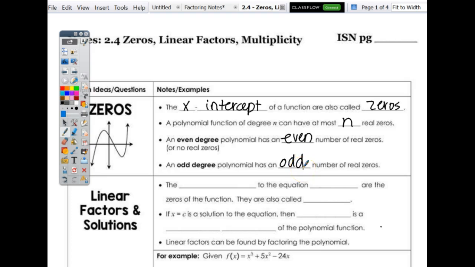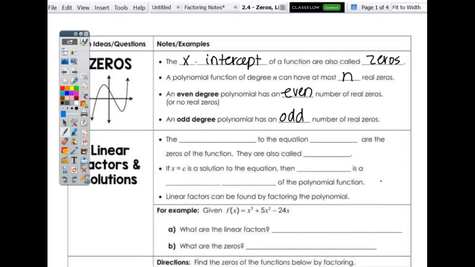Okay, the x-intercepts of a function are called zeros. A polynomial function with n degree can have at most n real zeros. So where do I find the degree? What is the degree? It's the highest exponent, right? So an even degree is going to have an even number of real zeros, and an odd degree is going to have an odd number of real zeros.